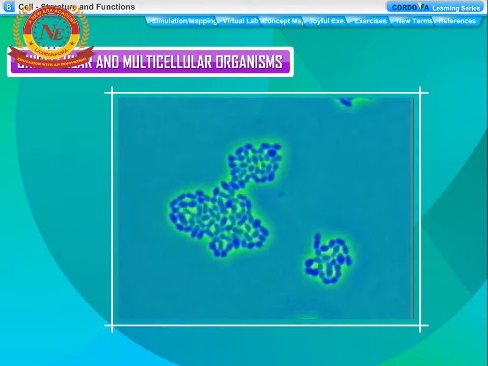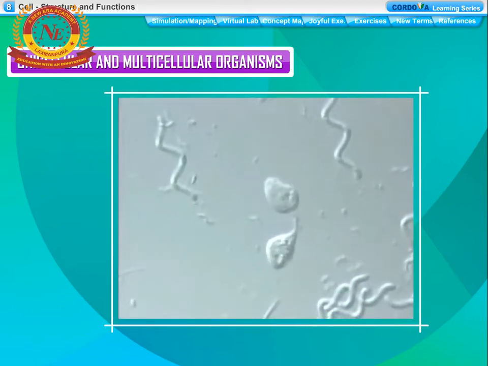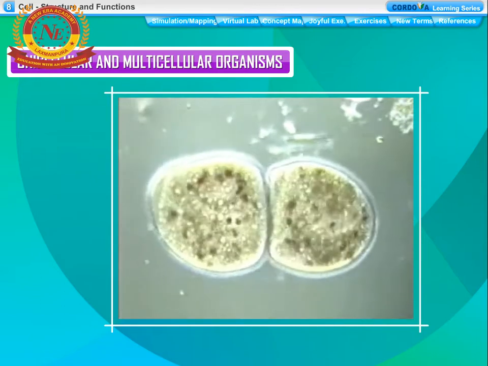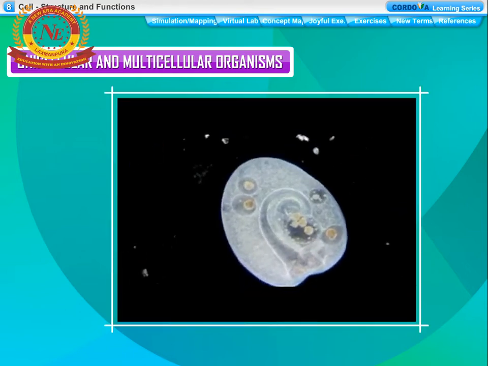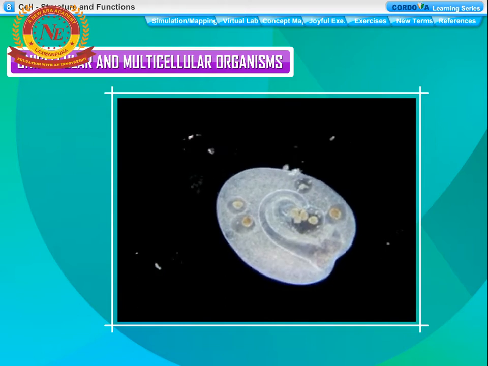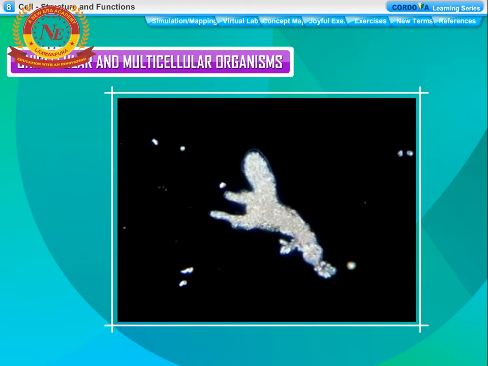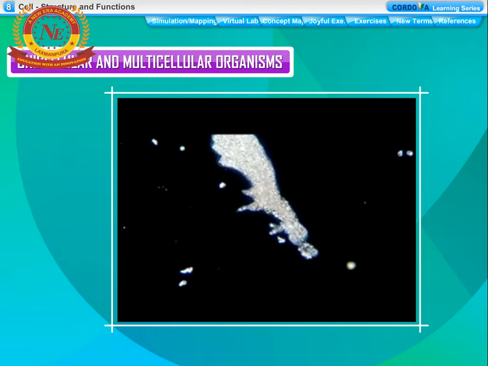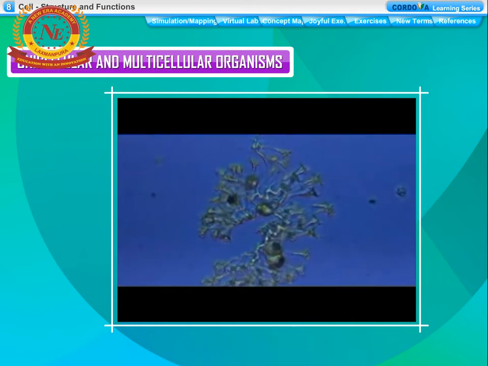Unicellular and multicellular organisms. Living organisms are made up of one or more cells. Organisms made up of a single cell are called unicellular organisms. Amoeba, Paramecium, Euglena, bacteria and yeast are few examples of unicellular organisms. All the basic functions of a living being, like respiration, excretion and reproduction, are performed by one cell. Some unicellular organisms. Organisms made up of many cells are called multicellular organisms.